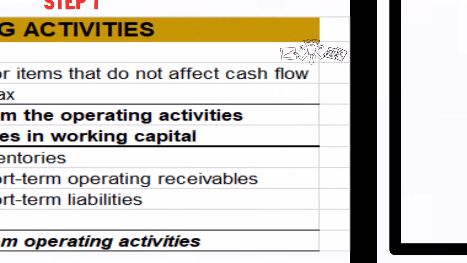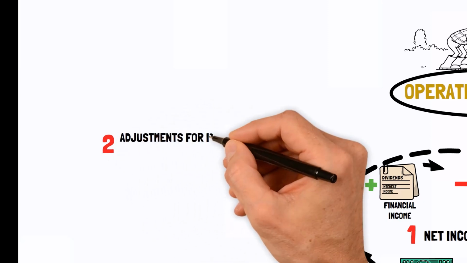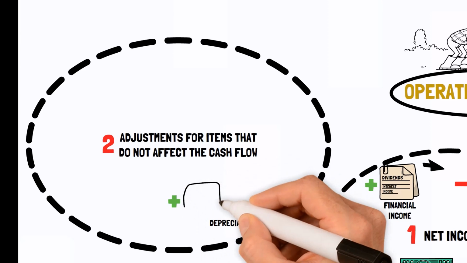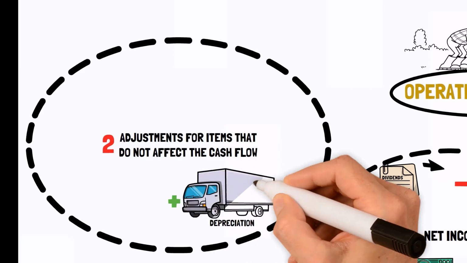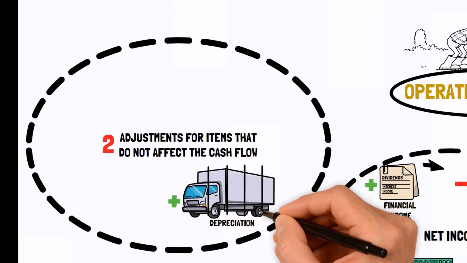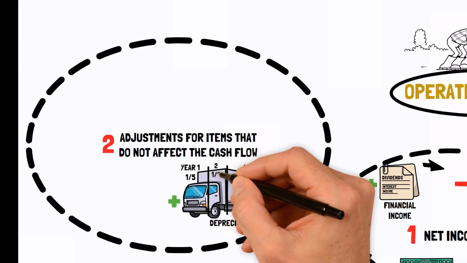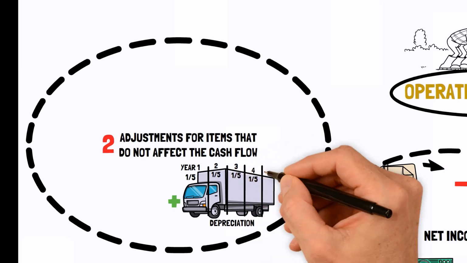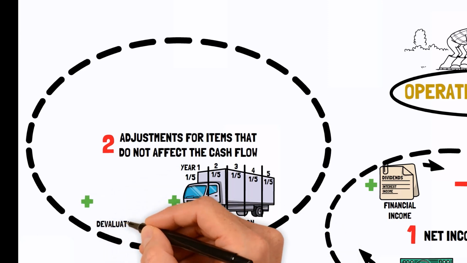The second part is adjustment for items that do not affect the cash flow. In this category, start by adding depreciation. For example, this could be for a truck that the business has purchased. Since the expected life, in this case, is calculated to be 5 years, the entire purchase should not be charged to the result as cost in year 1. Thus, the cost is divided into 5 equal parts and portioned out over 5 years, where each year's cost is added as depreciation. Then add devaluation.